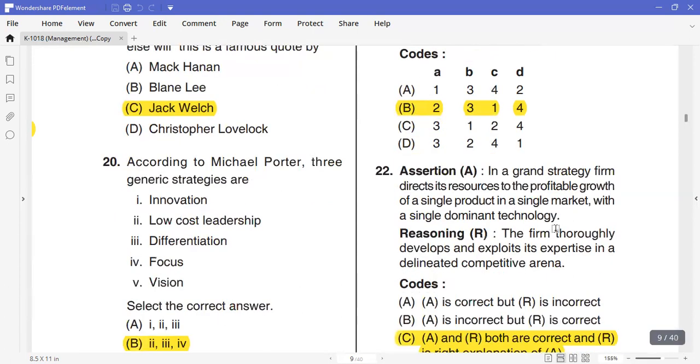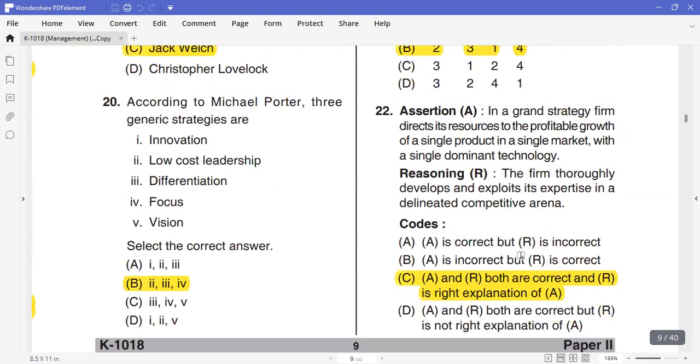Now let us go to the 20th question. According to Michael Porter, three generic strategies are, the first one is low cost leadership. The second one is called differentiation. The third one is called focus. So it is 2, 3, 4. The option is B. The correct answer for 20th question is B.